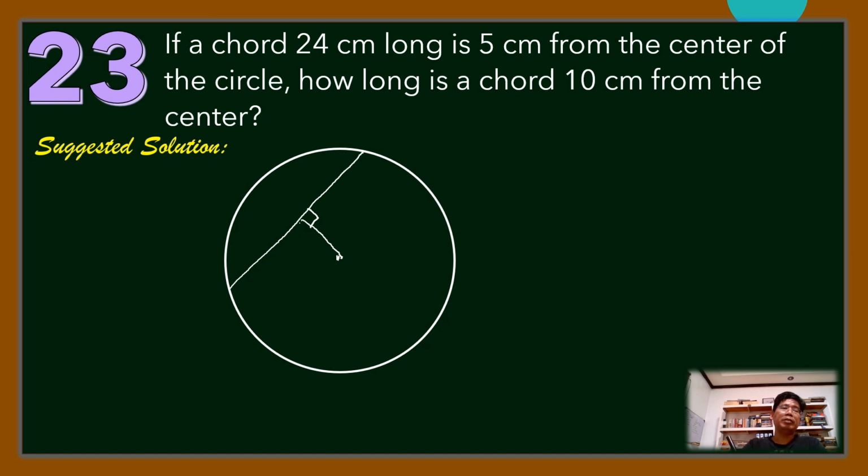Then half of the chord is 12 centimeters and the distance between the center of the circle and the chord is 5 centimeters. Let R be the radius. So the radius, the distance between the chord and half the chord forms a right triangle. From Pythagorean triples, we say that R is equal to 13. That is the square root of 12 squared plus 5 squared. This time, let us draw the chord that is 10 centimeters away from the center.